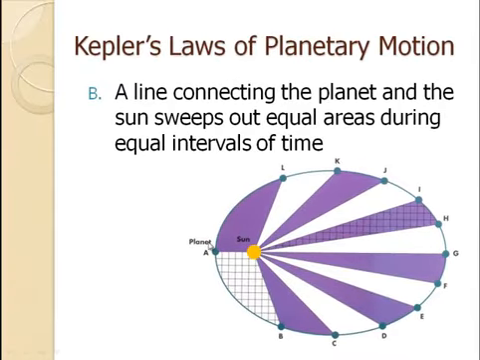Now, the only way that that can happen is if in some parts of the orbit the planets move faster than in other parts of the orbit. Kepler didn't know it at the time, but actually this is an excellent proof of the angular momentum conservation law, which was discovered much later.